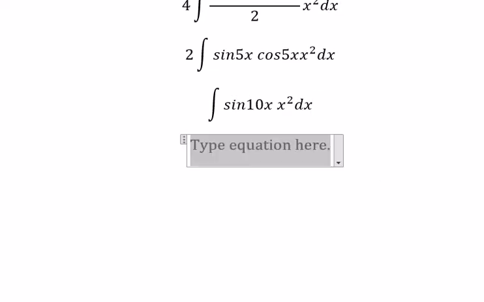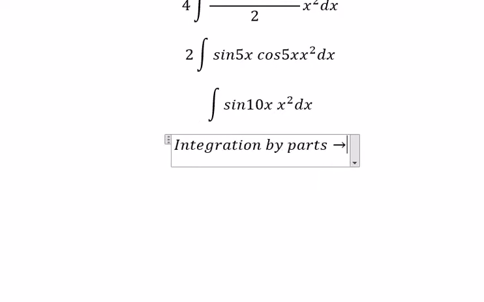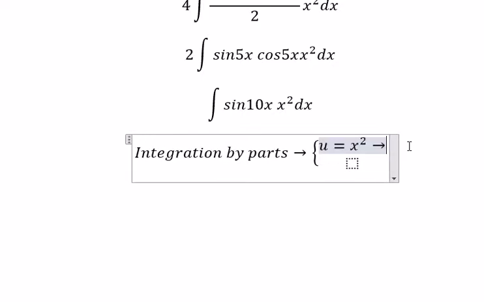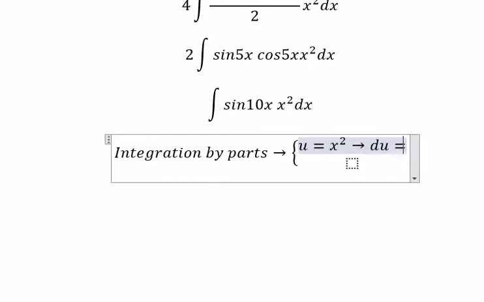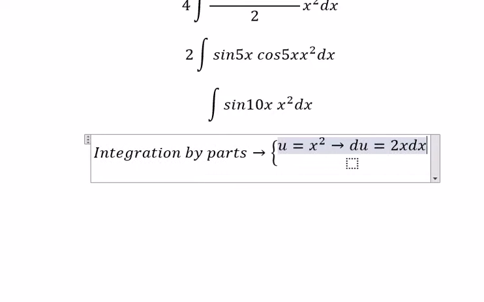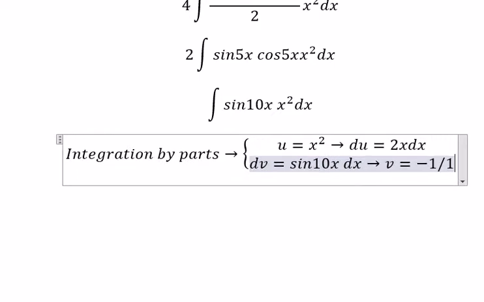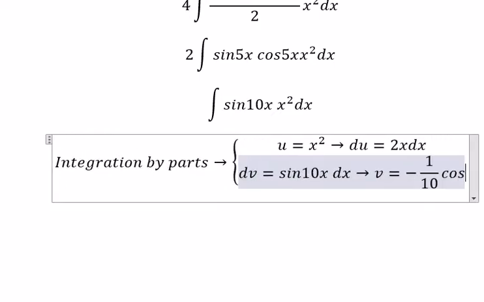Next, we need to use integration by parts. So we have u and dv. u equal to x squared. So you got du equal to 2x dx. dv, we got sin10x dx. So you got v equal to negative 1 over 10 cosine 10x.